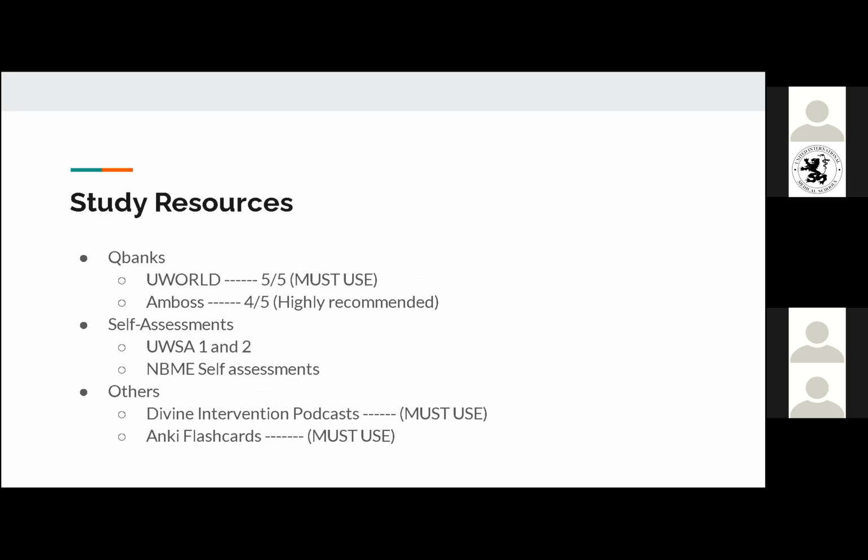So QBanks, you have UWorld, again, must use. This is the best resource for USMLE Step 2 CK. So the UWorld QBank. There's also the AMBOSS QBank, which again, I highly recommend using. I'll tell you in a bit how to use it.